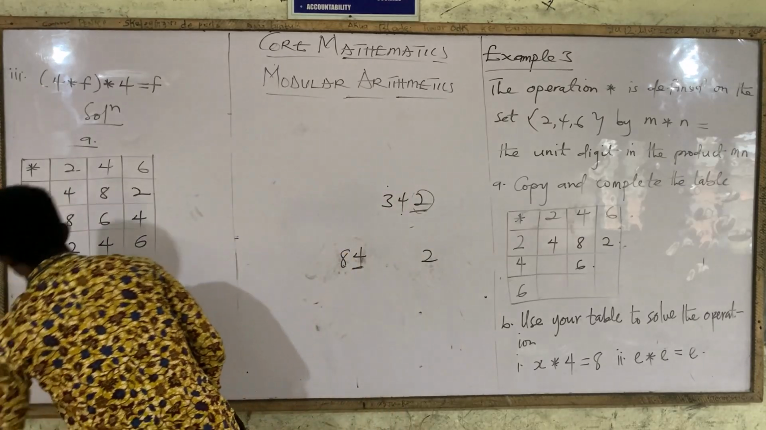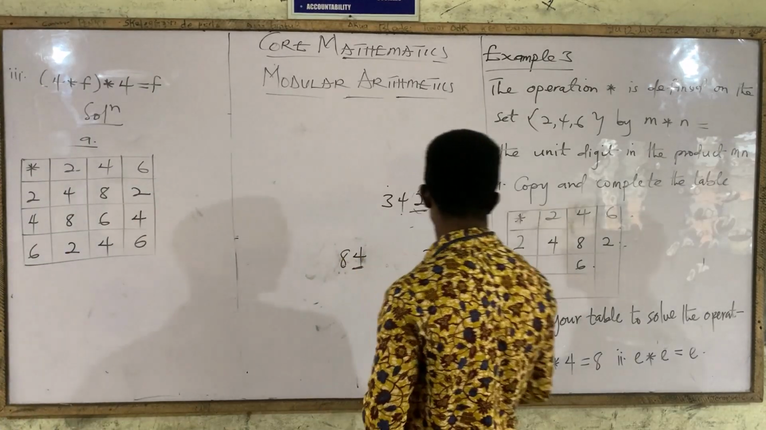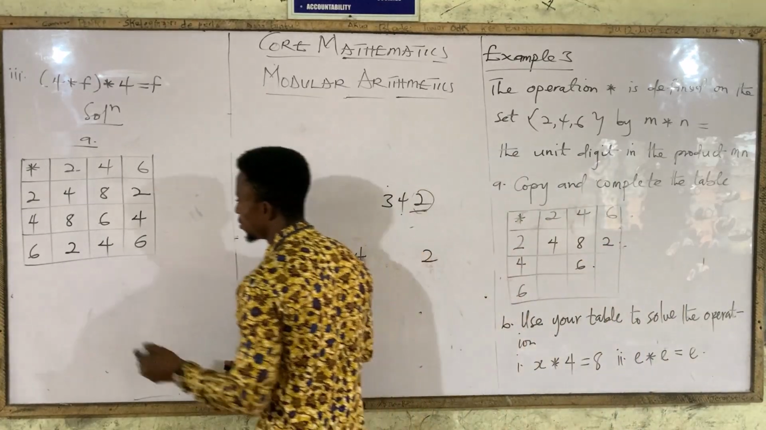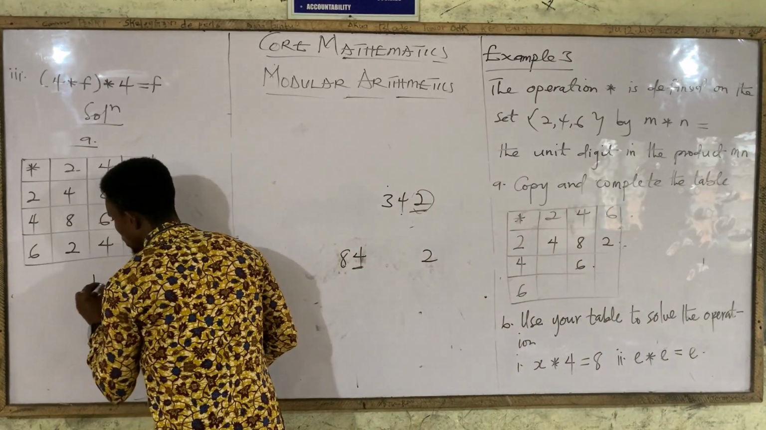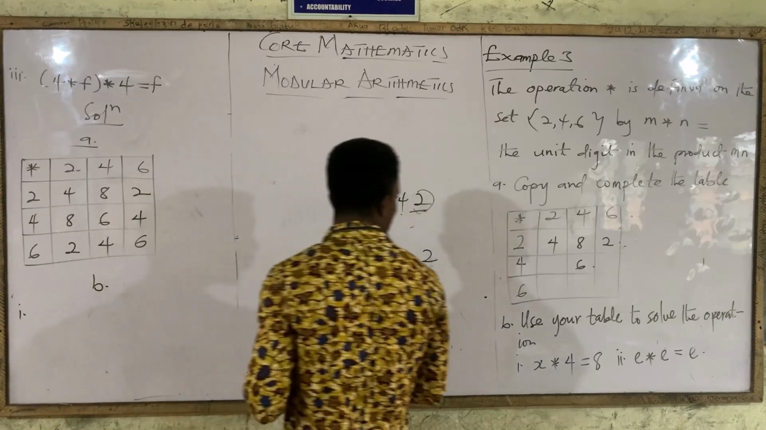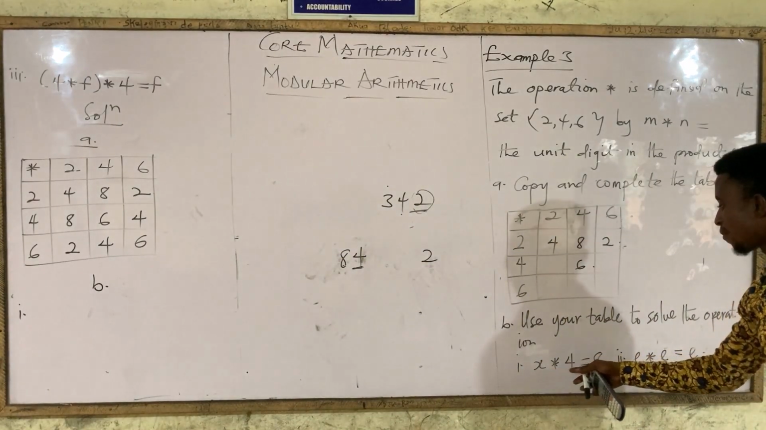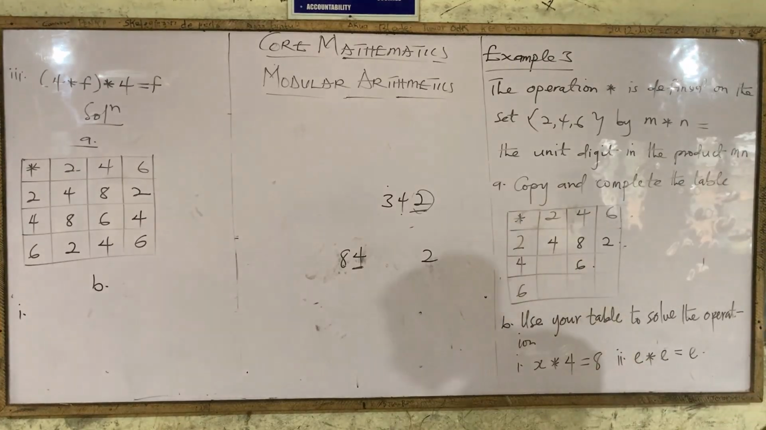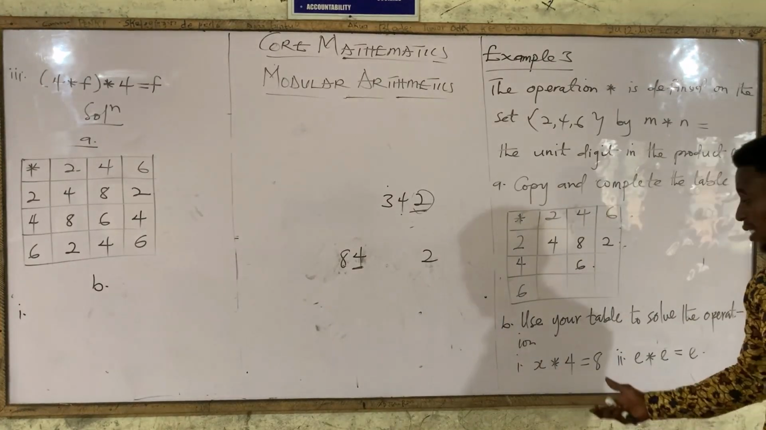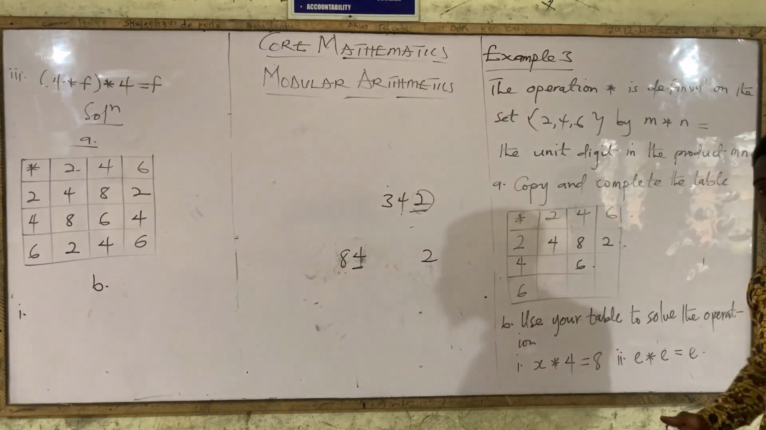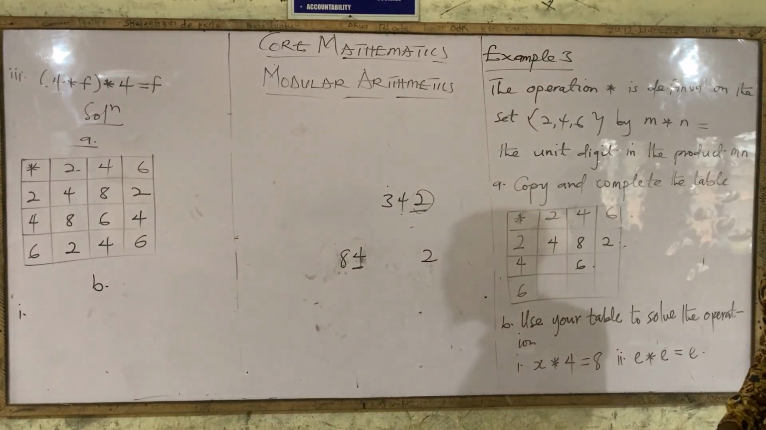So now we are done with the A. And the B says we have to use the table to solve the operation x star 4 should be equal to what? 8. So let's check it. This one we can just observe or investigate together. Are we getting that? Okay.